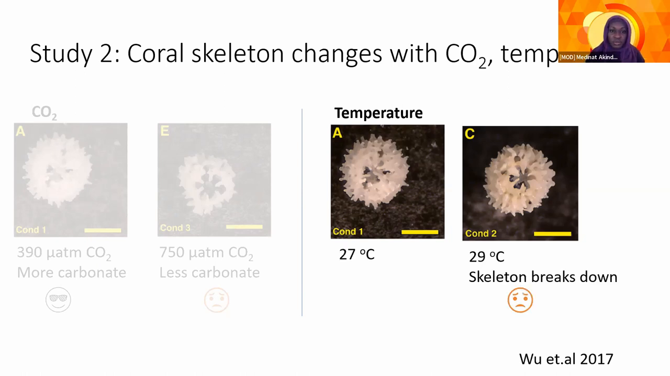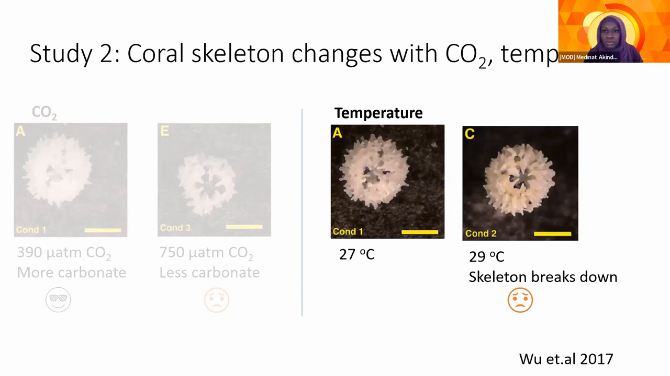In image A, the temperature is 27 Celsius, and in image C, the temperature is 2 degrees Celsius higher. As you can see, the skeleton breaks down a little bit more for image C, and then the color changes a little bit. It's not as drastic as the first comparison, but with temperature increases, the skeleton can break down.